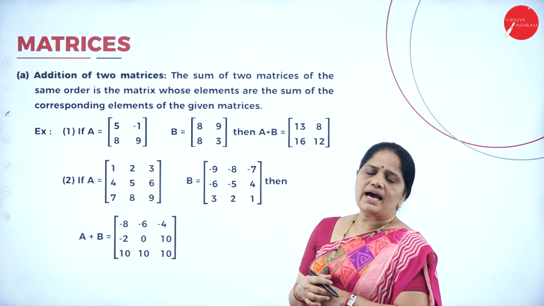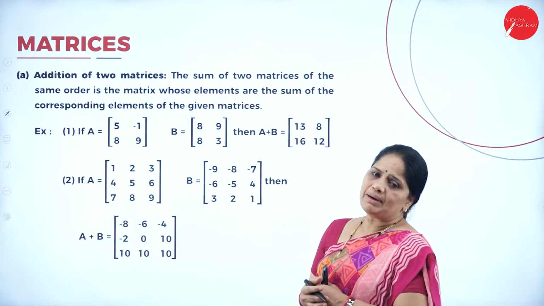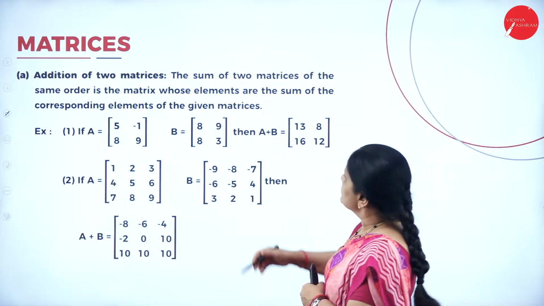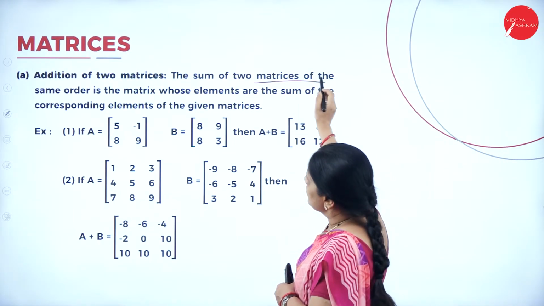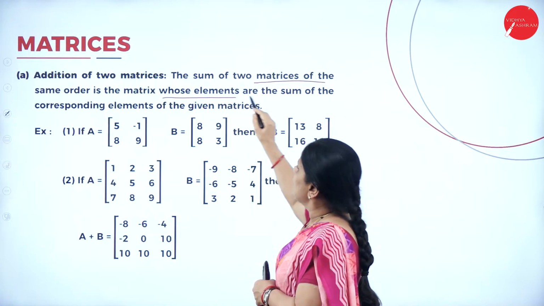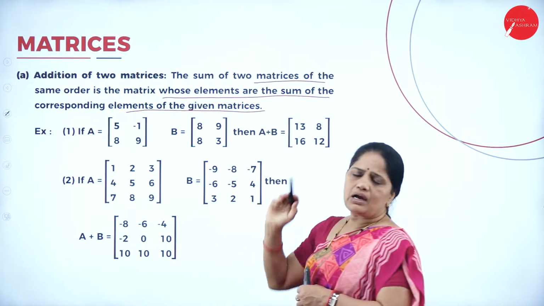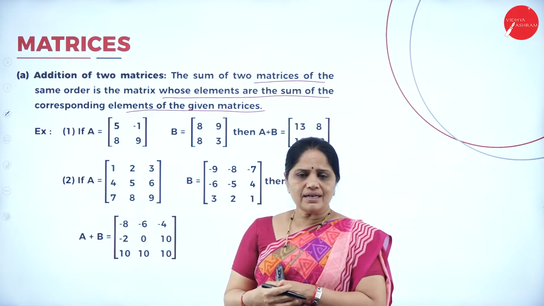Now let us look at operations on matrices. The first one is addition of 2 matrices. The sum of 2 matrices of the same order is the matrix whose elements are the sums of the corresponding elements of the given matrices.